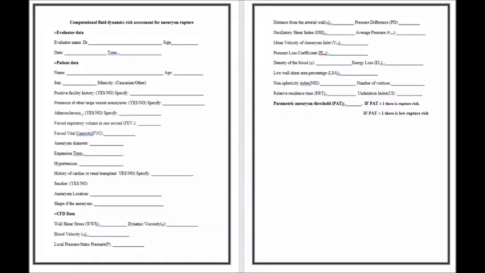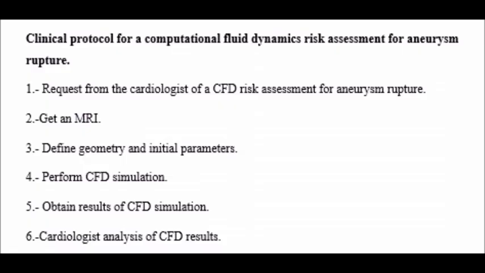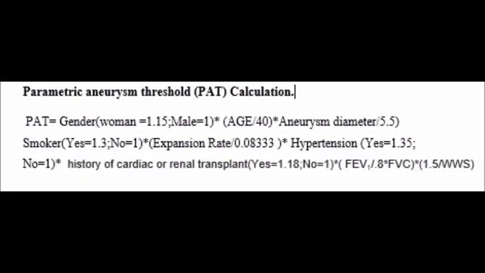To give a clinical application to the proposal made, a computational fluid dynamics risk assessment for aneurysm rupture is proposed. This assessment ends with a proposed indicator, the PIT, that quantifies the risk of rupture, taking into account various risk factors, such as large aneurysm diameter, a rapid expansion rate, smoking, female sex, hypertension, a history of cardiac or renal transplant, decreased forced respiratory volume, and lowered wall shear stress. This is the clinical protocol to be followed for the computation of fluid dynamics risk assessment for aneurysm rupture, and this is a precise formula for calculating the proposed indicator.